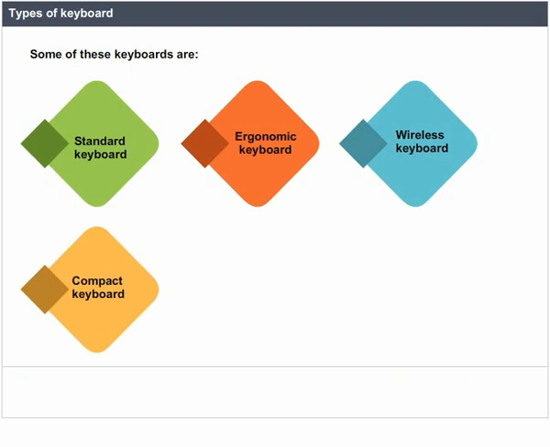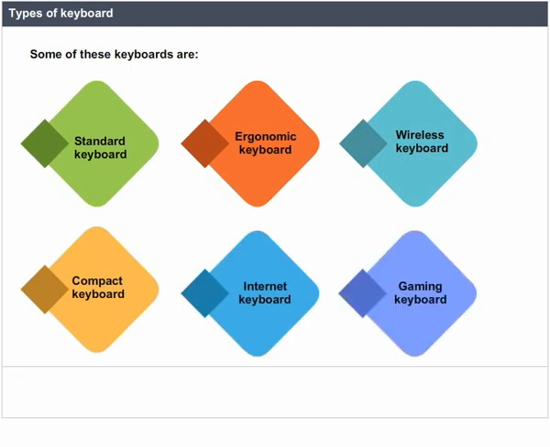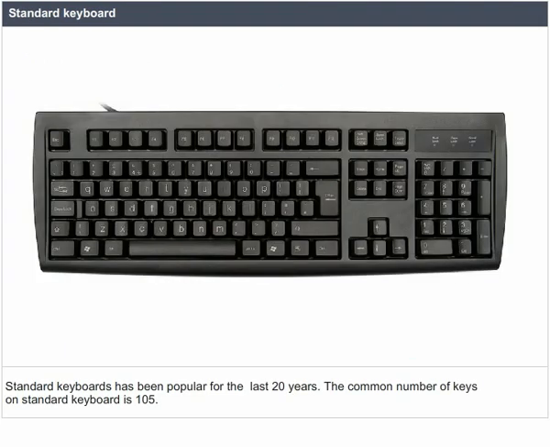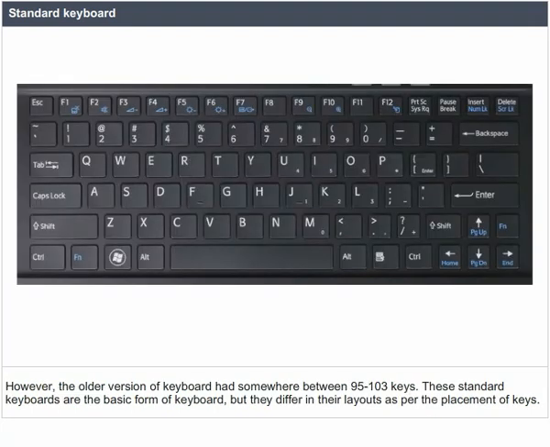Standard keyboard. The standard keyboard has been popular for the last 20 years. The common number of keys on this standard keyboard is 105. However, the older version of keyboard had somewhere between 95 to 103 keys. These standard keyboards are the basic form of keyboard, but they differ in their layouts as per the placement of keys. QWERTY keyboards are the most common and most popular form of standard keyboard.